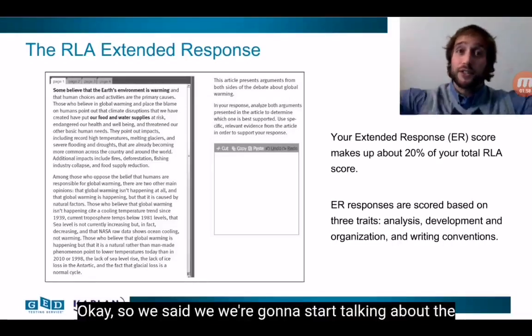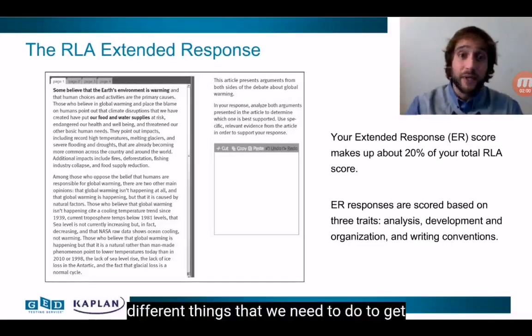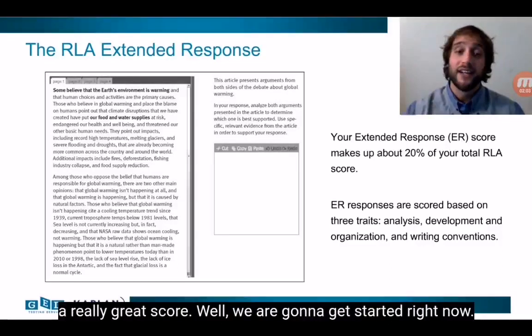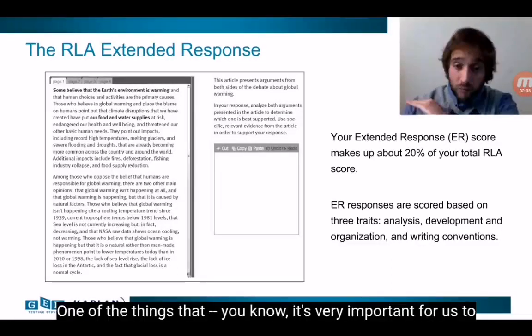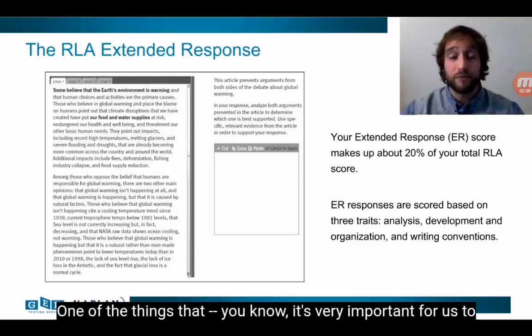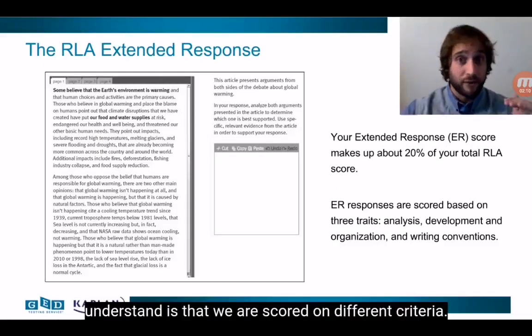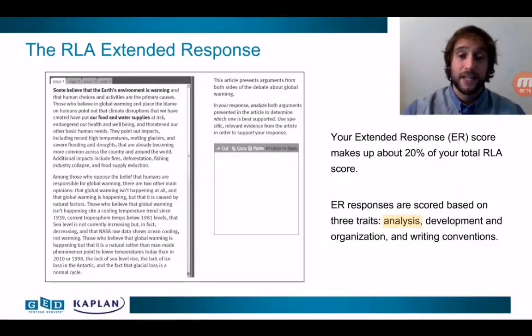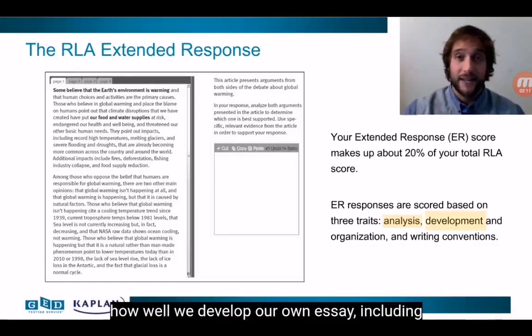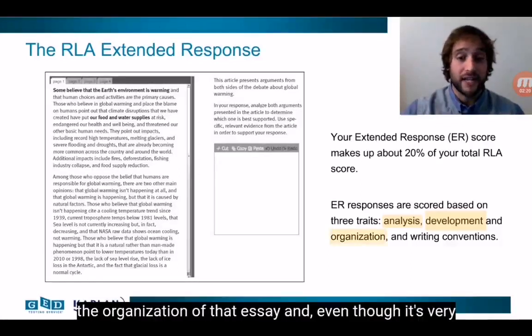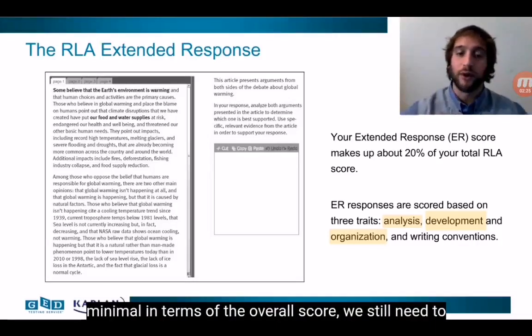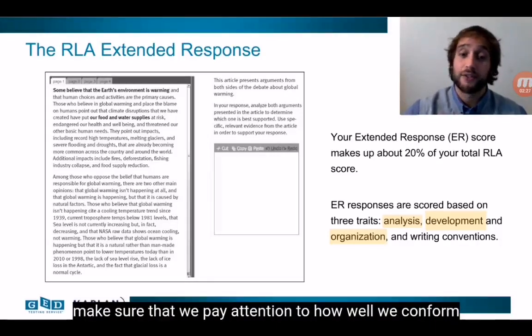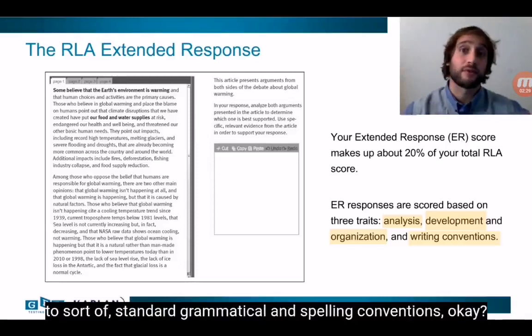Okay, so we said we were going to start talking about the different things that we need to do to get a really great score. Well, we're going to get started right now. One of the things that it's very important for us to understand is that we are scored on different criteria. We are scored on our ability to analyze, how well we develop our own essay, including the organization of that essay, and even though it's very minimal in terms of the overall score, we still need to make sure that we pay attention to how well we conform to standard grammatical and spelling conventions.